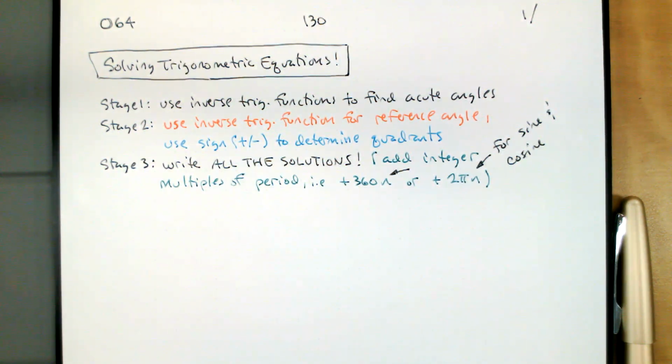Stage 2 is when we open up the rest of the circle, but only go around once. We use the inverse trig function for a reference angle and use the sign to determine the quadrants. And then stage 3 is where we're writing all the solutions. We do that by adding integer multiples of the period. That's 360 or 2 pi for sines and cosines. Tangent has a smaller period. Tangent has a period of pi rather than 2 pi.